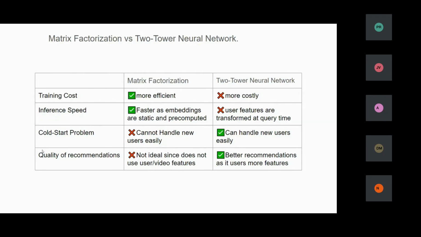Comparing matrix factorization with a two-tower neural network: the training cost for matrix factorization is better as it is less compute intensive, and because it has fewer parameters, the inference time of matrix factorization is also fast. Matrix factorization uses static embeddings that are pre-computed and can be reused. But the two-tower neural network works well with the cold start problem, when a new user has started using the platform, and the quality of recommendations is better in the two-tower neural network as it can take more parameters.